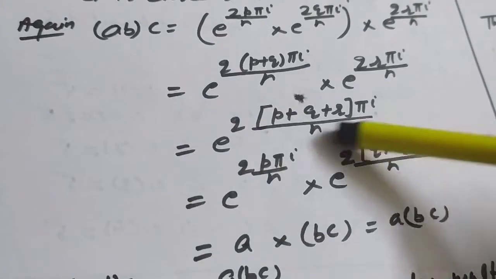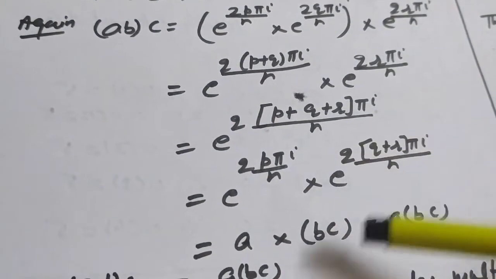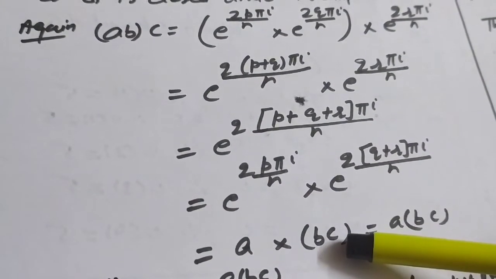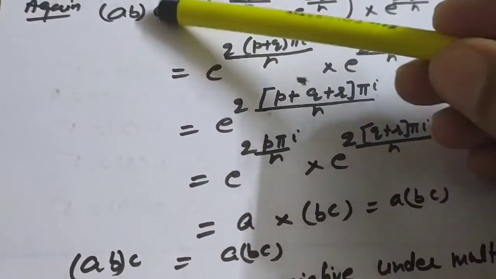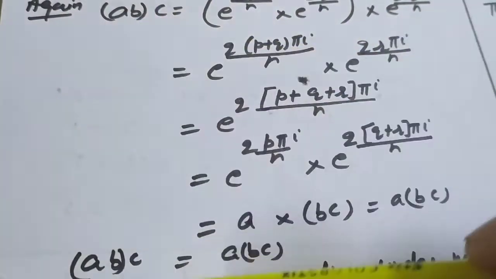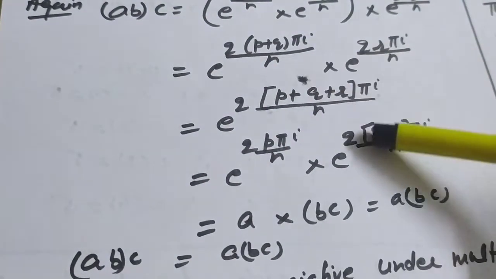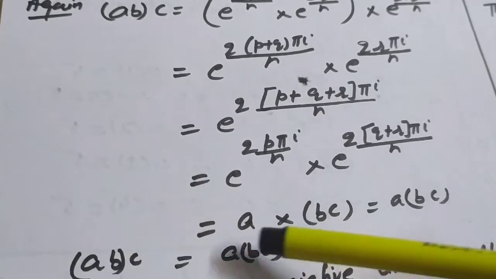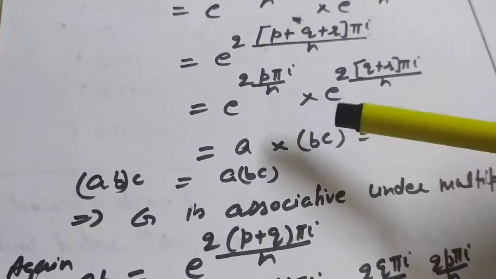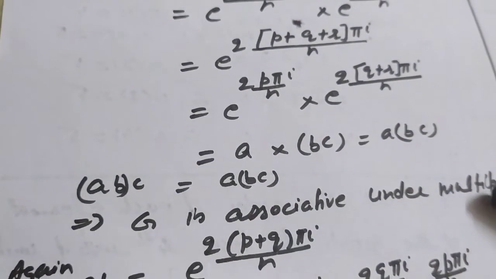Now look at this term. This is nothing but B into C. Now you can observe here that the bracket, I had taken somewhere here, but when I simplified it, this bracket shifted from AB to BC. This proves that G is associative under multiplication.